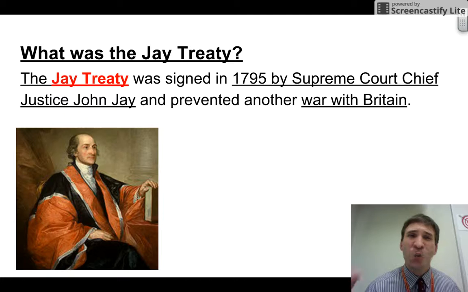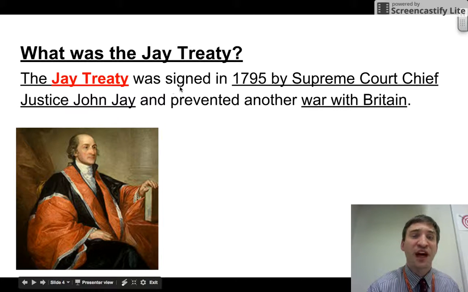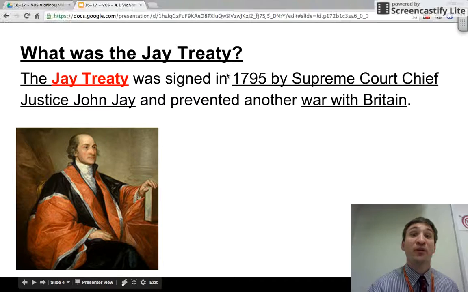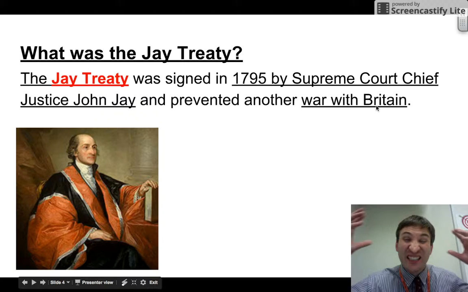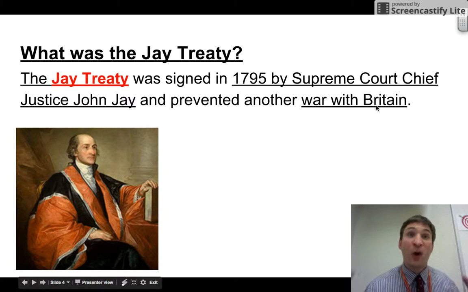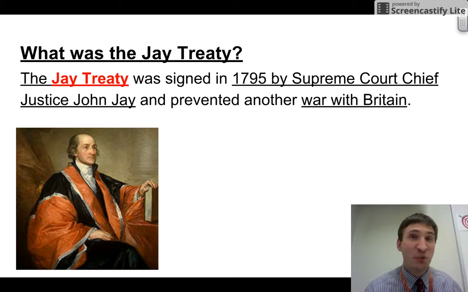The Jay Treaty. What is the Jay Treaty? The Jay Treaty was signed in 1795 by Supreme Court Chief Justice John Jay, and there he is in his Supreme Court justice gown. And this treaty prevented another war with Britain. We had just gotten done with a war with Britain, so why start another one? That's what President George Washington said.